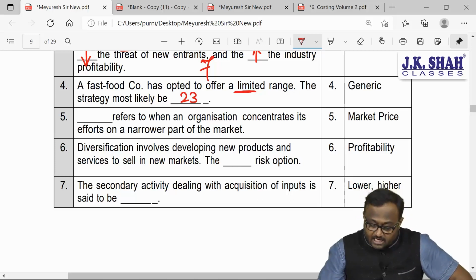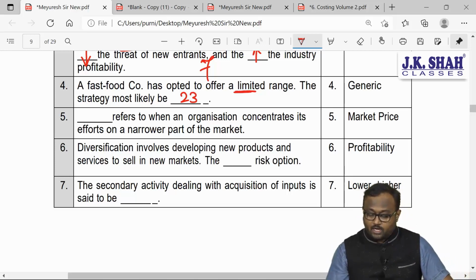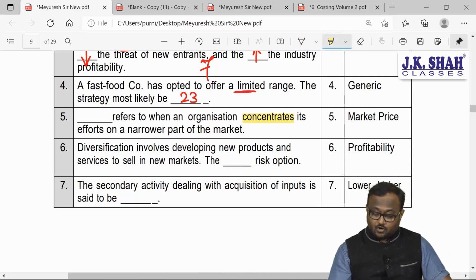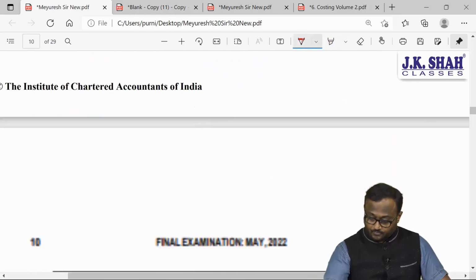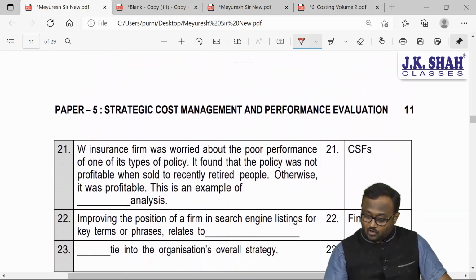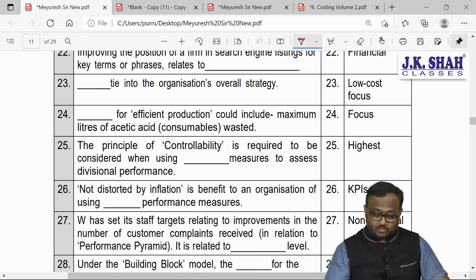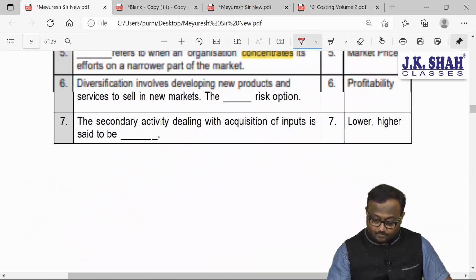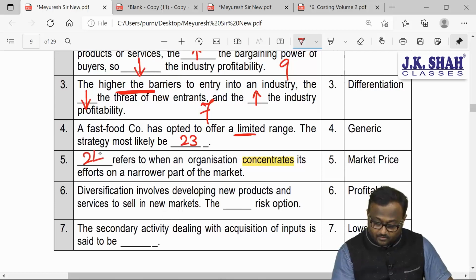Point number 5, dash refers to when an organization concentrates its efforts on a narrower part of the market. I think we call it focus, if I'm not wrong. We call it focus. So that is your answer to 24.